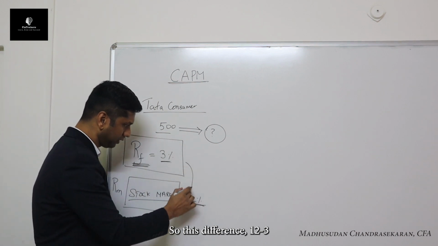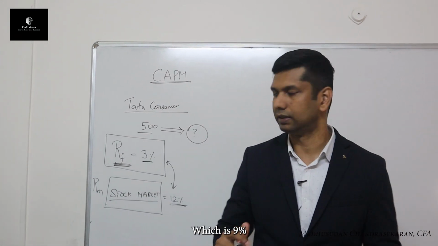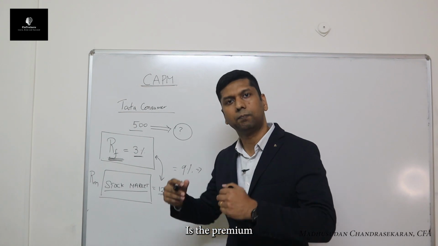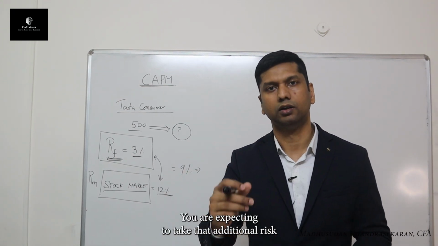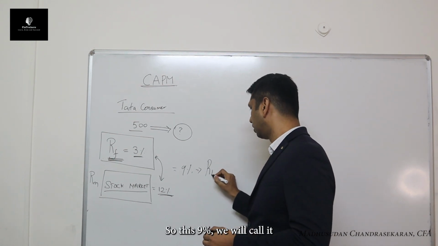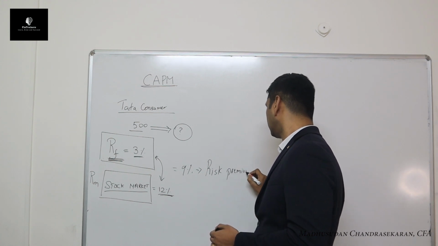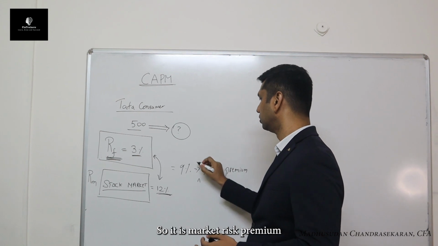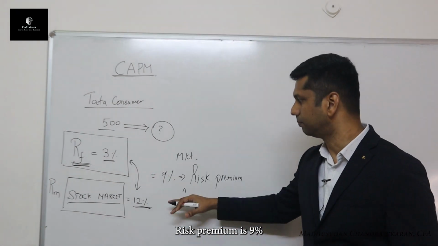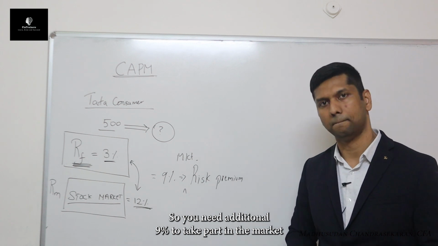So this difference, 12 minus 3, which is 9%, is the premium you are expecting to take that additional risk. So this 9%, we will call it risk premium for participating in the market. So it is the market risk premium. Market risk premium is 9%. So you need an additional 9% to take part in the market.